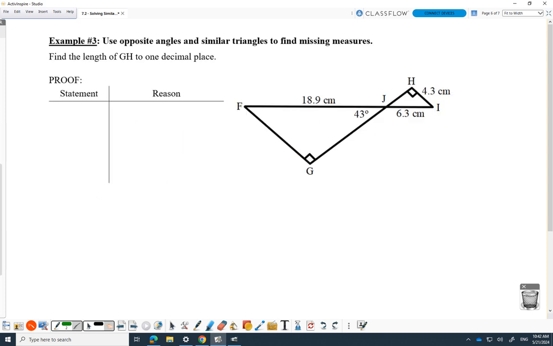Okay, here we go. This time they didn't say they were similar. It says use opposite angles and similar triangles to find the missing measures. Well, if they're not similar, we're out of luck here. So we first have to prove that they are similar triangles. Then 2 new weapons appear in our holster.